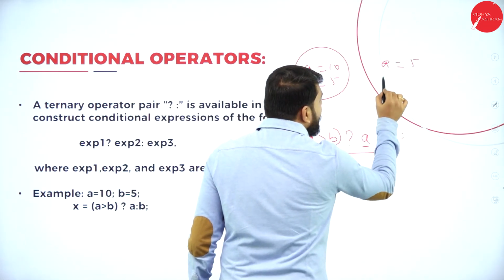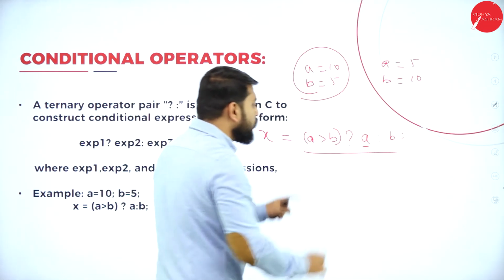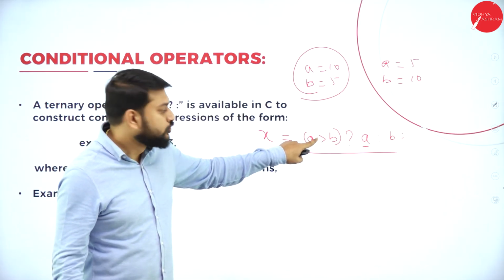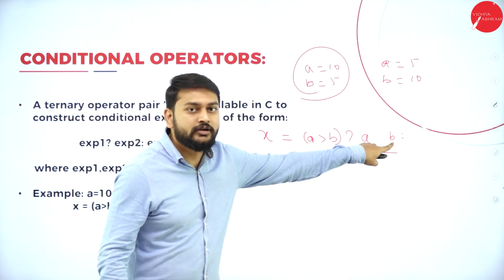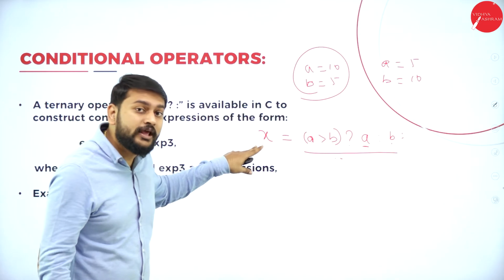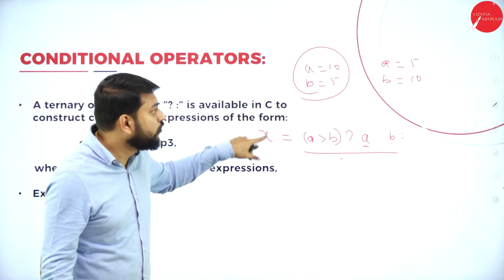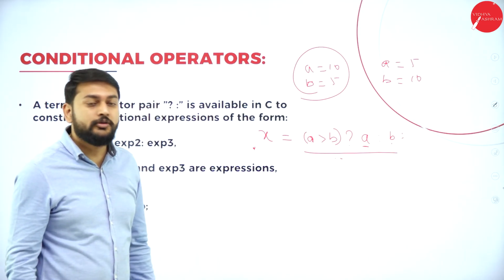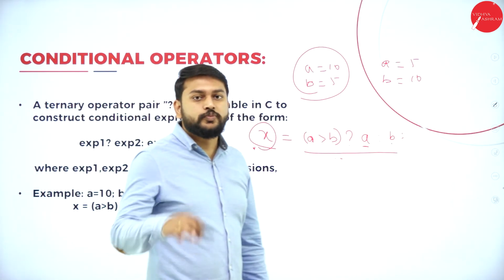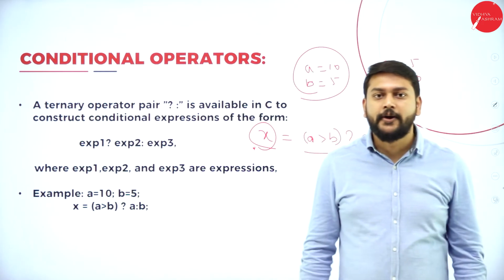Okay, let me just consider this. A is equal to 5 and B is equal to 10. In this case, what happens? A is not greater than B. So this will not be returned, this will be returned. So this will be assigned to X. What will the X value be now? The X value will be 10. That's what you need to understand with respect to the conditional operator.